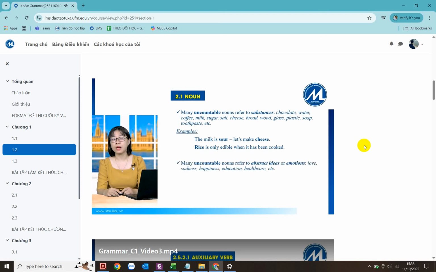Many uncountable nouns refer to abstract ideas or emotions, like love or sadness or happiness, education, and healthcare. For example, money cannot buy love, so love is an abstract idea. We like to experience happiness. This education is priceless, so education is uncountable.